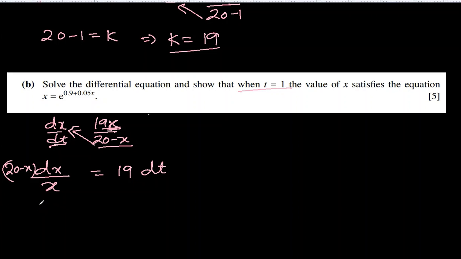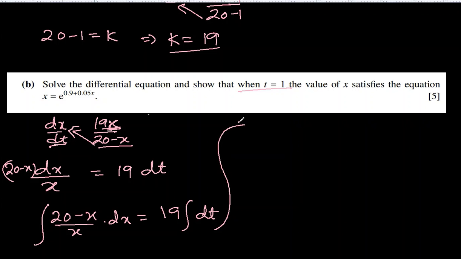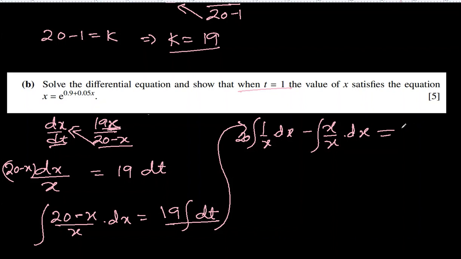Alright, so we'll integrate now. Since our dt and dx are numerators, we can integrate this now. So it becomes 20 minus x over x dx equal to 19 outside and dt. And let's try to finish it here. So can I separate this one as 20 outside, 1 over x dx minus x over x dx. I separated numerators because there is only one denominator, so I can do that. Equal to, and I can straight away integrate this, 19t, and let's write plus c also.